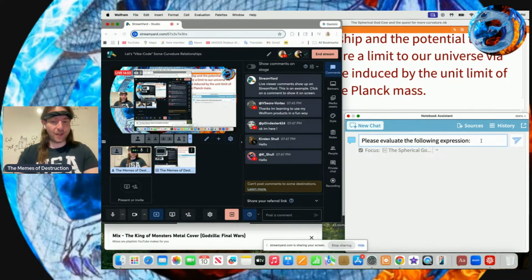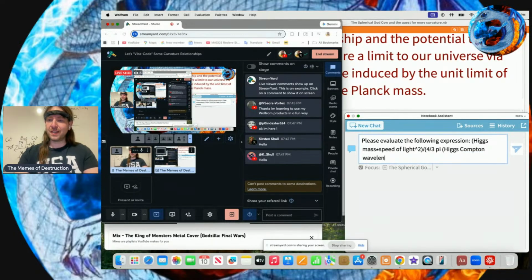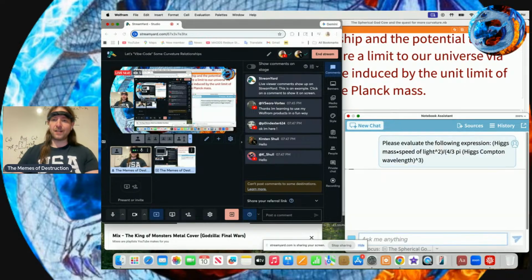All right. Please evaluate the following expression. Let's see what happens if we do this. Higgs boson mass. Let's just do it how we do in Wolfram Alpha. Higgs mass times speed of light squared, so it doesn't confuse it with something else, divided by 4/3 pi Higgs Compton wavelength, that's cubed for our volumetric evidence, so that's our R cubed. All right, go.